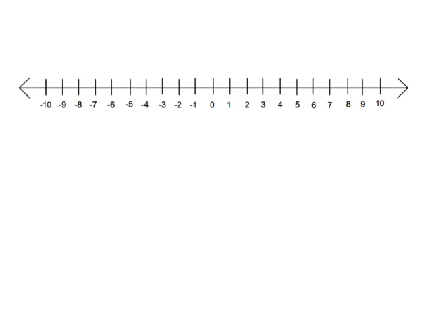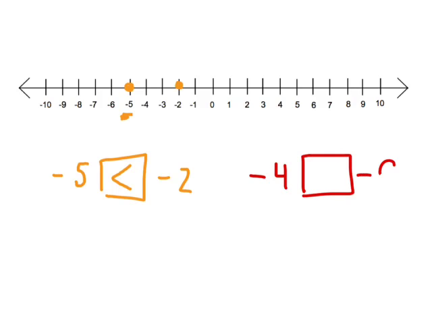Let's look at negative 5 and negative 2. Okay, so negative 5 and negative 2. Would you say negative 5 is less than or greater than negative 2? Yes, negative 5 is less than negative 2 because negative 5 is a lot farther away from 0 than negative 2.